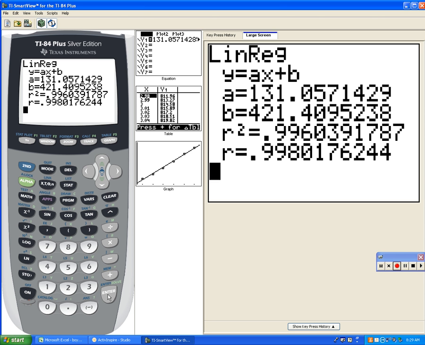Then it says, does the value of r squared suggest that the linear model is appropriate? How many of you do not have this r squared on your screen? You don't have it? Okay, I will show you how to get it. Are you ready? Okay, so second catalog, which is 0.